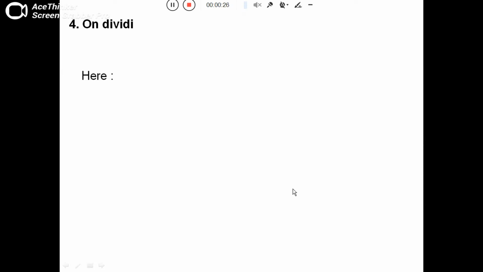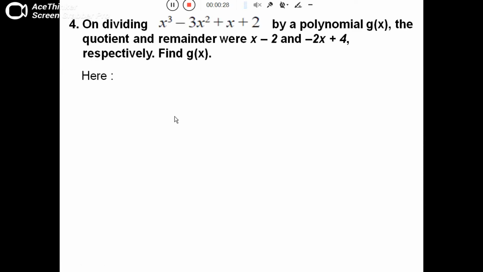Now see the fourth question. On dividing x^3 minus 3x^2 plus x plus 2 by the polynomial g(x), the quotient and the remainder are x minus 2 and minus 2x plus 4 respectively. Then find the value of g(x). g(x) means we are going to find out the value of the divisor here.